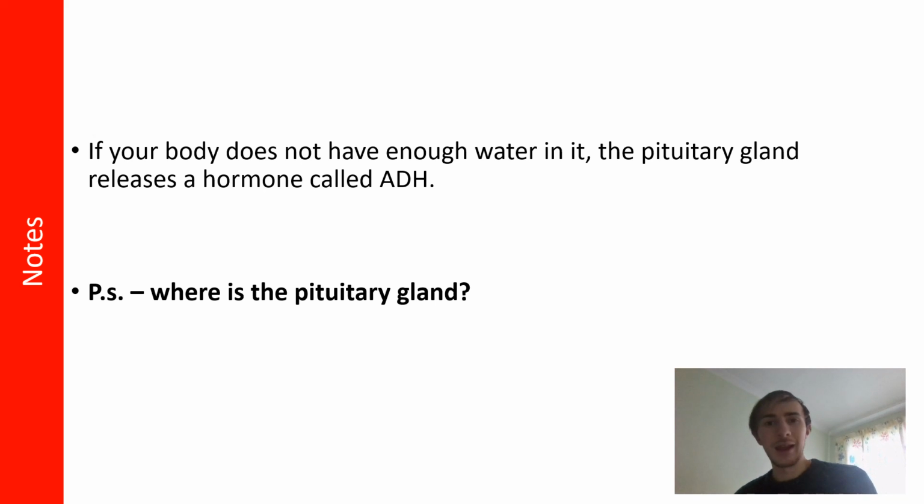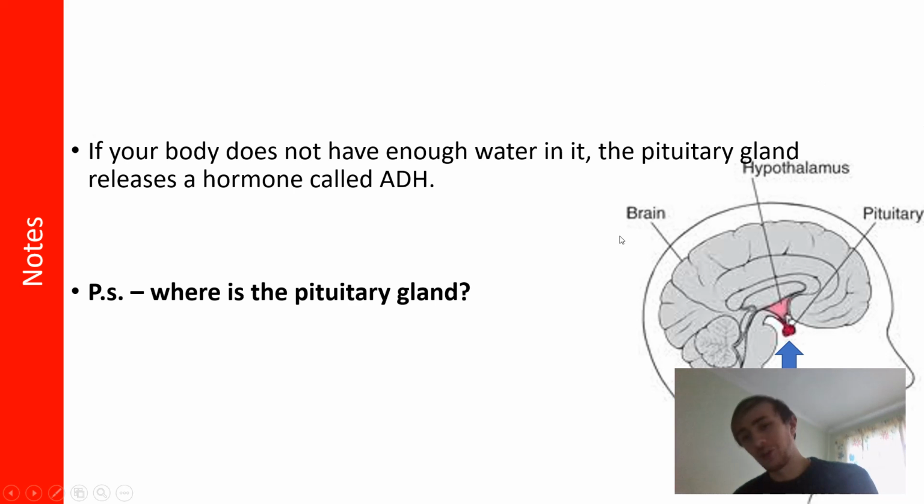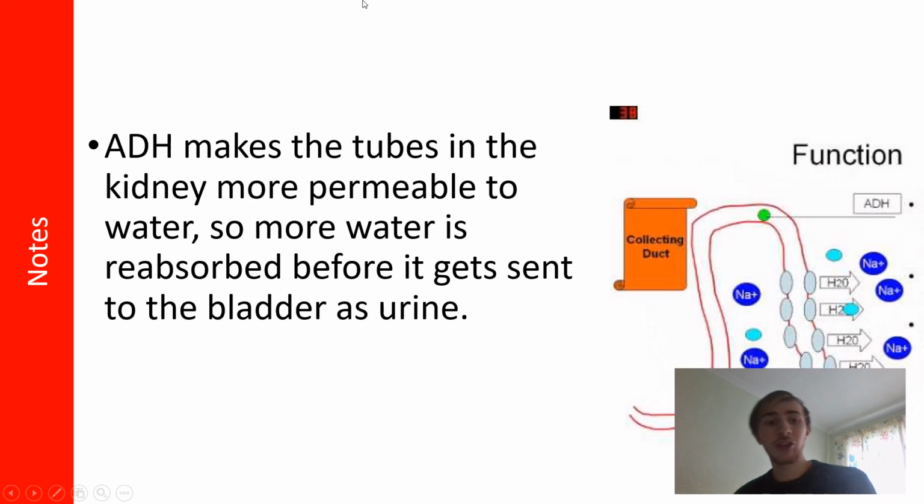And let's talk about ADH. Now ADH, well, there's your pituitary, yes. ADH makes the tubes in the kidney more permeable to water. And what that means is more water can escape and get back into your blood. So you're going to release a load of ADH. ADH is incidentally standing for antidiuretic hormone. A diuretic is a type of chemical that makes you pee. So an antidiuretic hormone will mean that stops you peeing as much, stops the water being released in the urine. So more water is going to be reabsorbed before it gets sent to the bladder as urine, and you're going to lose less water.